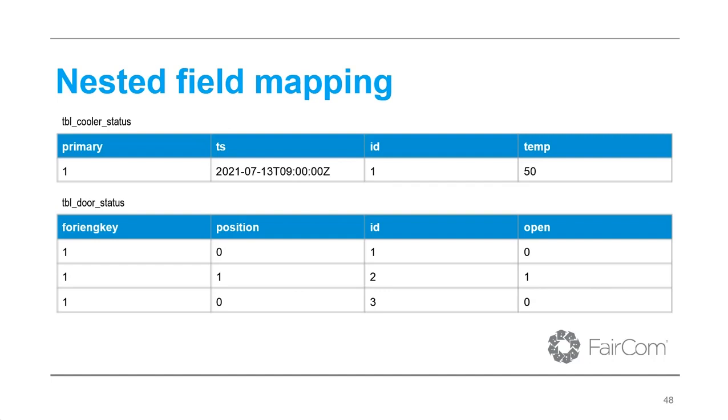So we have this message that came in at 9 a.m. It's 50 degrees, and then in another table we see that for each of its three doors, here's their state, whether they were open or closed. Now, automatically, FairCom Edge is adding that primary key and timestamp in that first table, and it's automatically adding that foreign key. Oh, I see my little typo there. I'll have to fix that. In position columns in the child table. So in the first table, ID and temp had come from cooler ID and temperature. And in the second table, ID and open had come from door ID and door open, right? So we map these JSON documents into structured relational tables under the covers.